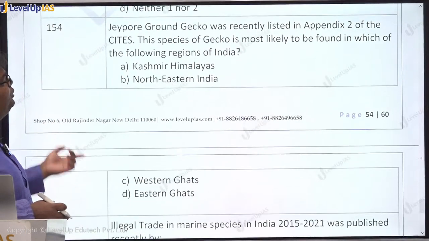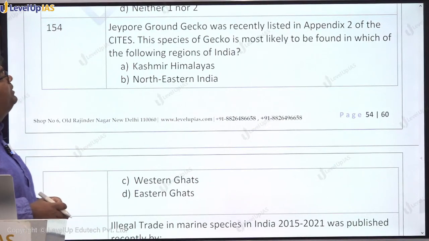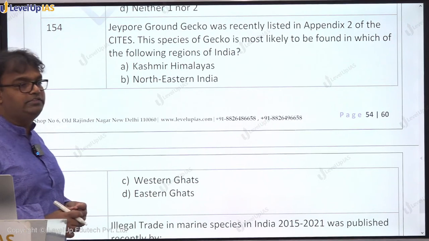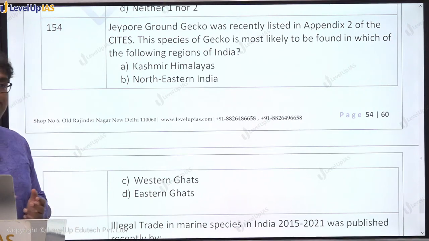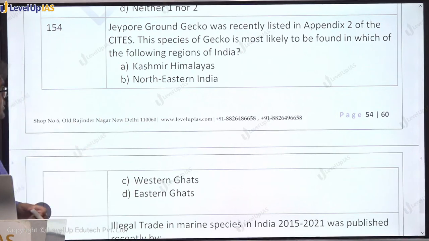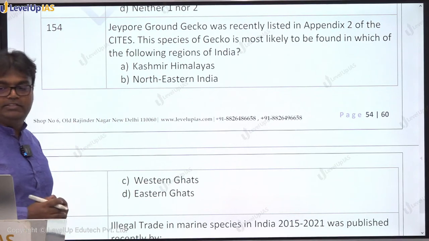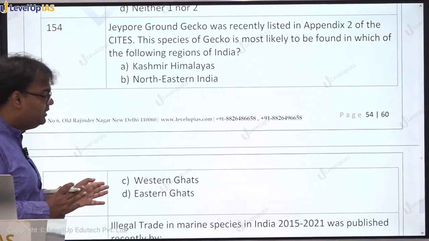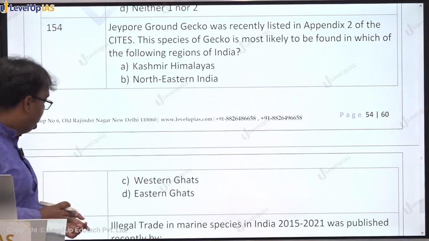154, Jaipur gecko was recently listed in appendix 2 of the CITES. This species of gecko is most likely to be found in which of the following regions? East Odisha, Jaipur. This Jaipur place is in Odisha, and thus it will be most likely found in Eastern Ghats. 154, what is the answer? D is the answer. 154, D is the answer.